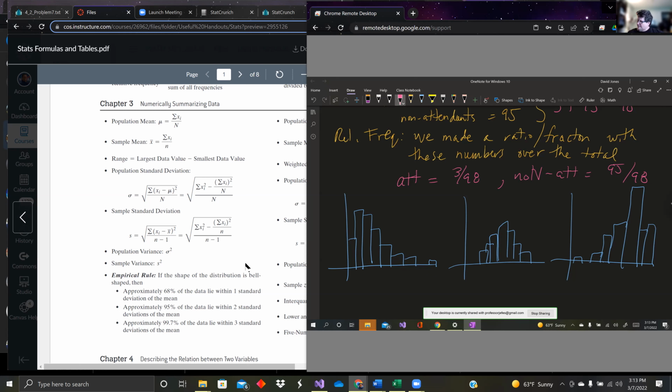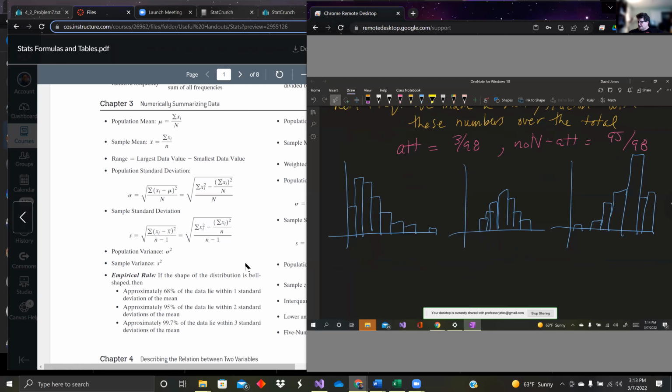So if the big part of the graph was to the left, the mound was to the left, and it made a curve going like that, this was skewed right. And if we had the hump on the right and the long tail went to the left, this is skewed left.